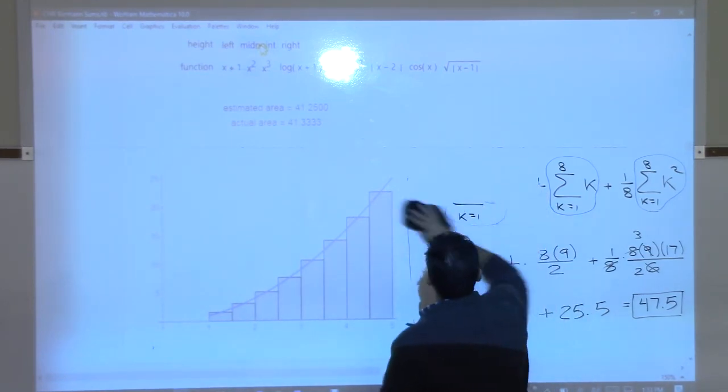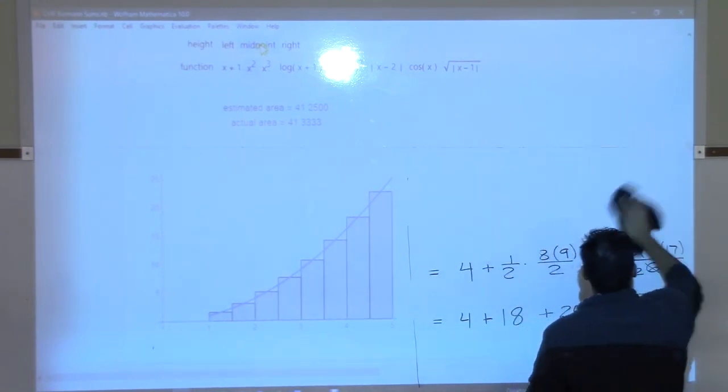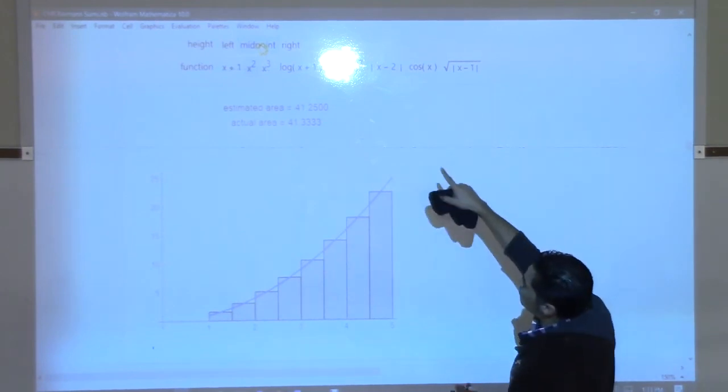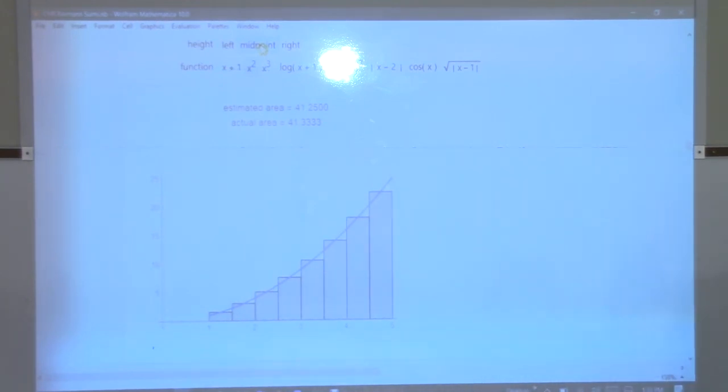Okay. So let's see. We just did 8 rectangles, didn't we? How about let's do 100? Or no, I think this only goes to 70. Let's keep the same formula, but let's do 70 rectangles.